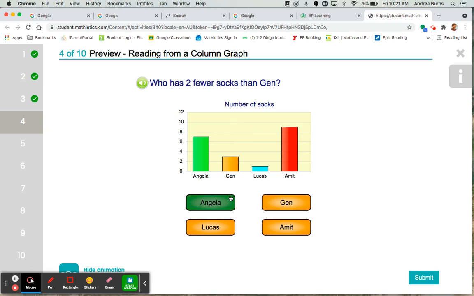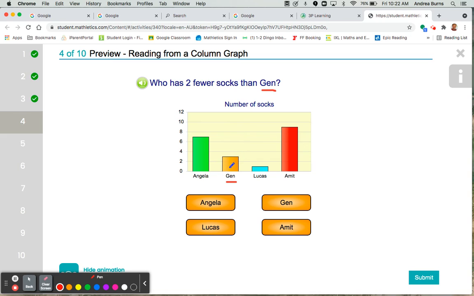Now, I like this question. This question's a little bit trickier. Who has 2 fewer socks than Glenn? So we're really going to have to get into the numbers with regards to this column graph here. So let's unpack this. Okay, let's have a look. Well, look, here we go. Sorry, it's not Glenn, it's Gen. My apologies. So here's Gen. If the question's about Gen, let's go and have a look at Gen, shall we? So who has 2 fewer socks than Gen?